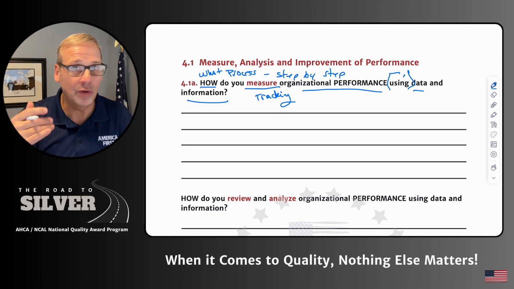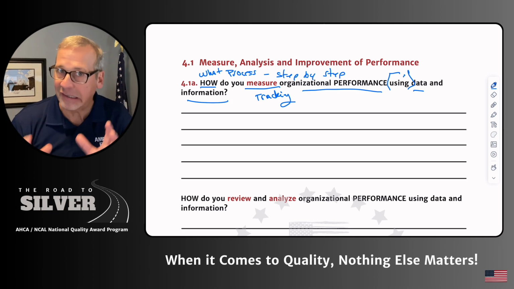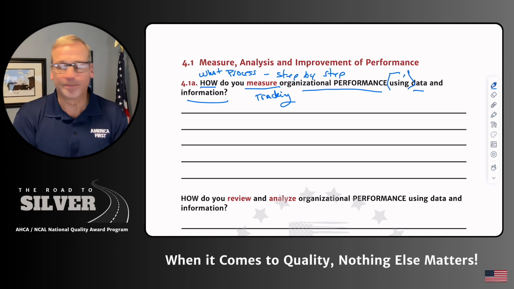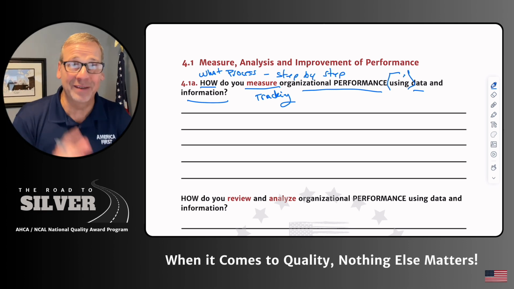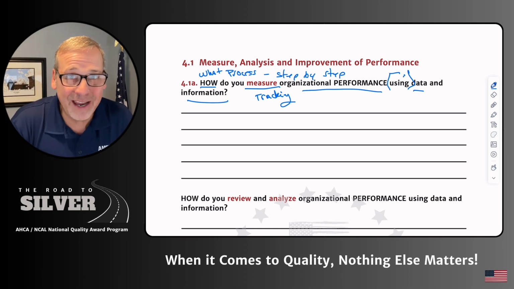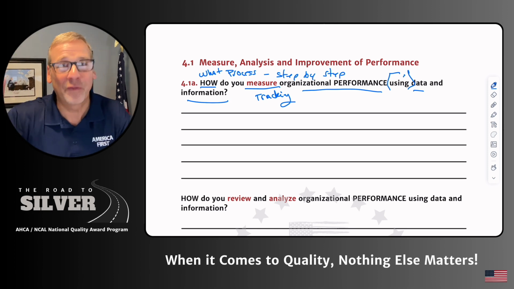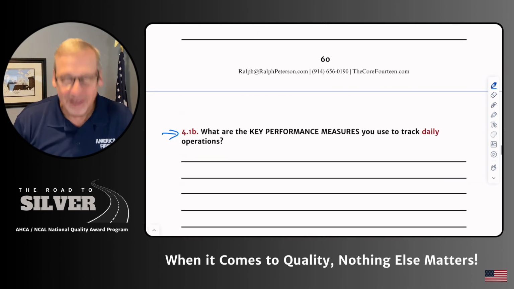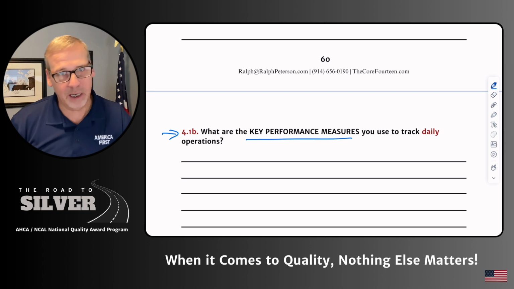It's no longer there. If you go to the org profile of the Silver Quality Award, which is your bronze application updated, that question no longer exists. In fact, do you know where that question is now? It's right here in 4.1b. Now we're like, hey, by the way, what are your key performance measures?